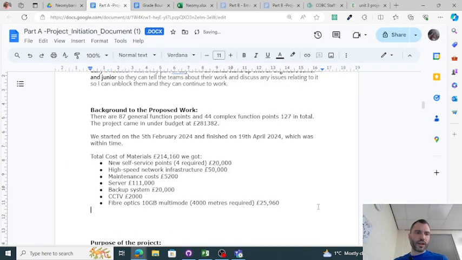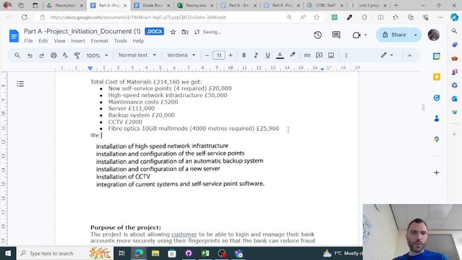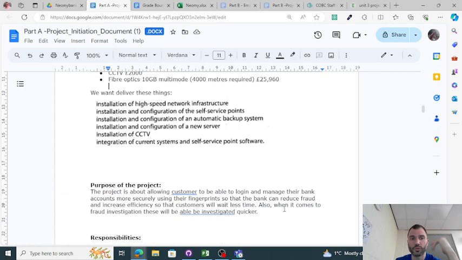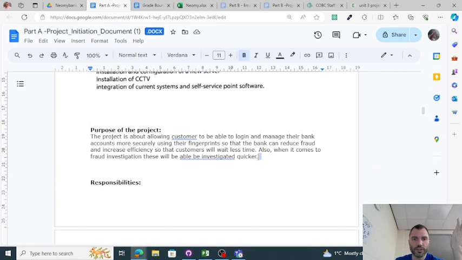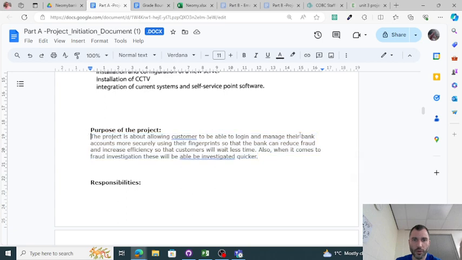There's nothing wrong with saying that as well, but I think, so just say, we want to deliver these things. That's just a background to what we want to do, but you don't want to make it too complicated because the SMART targets are where you want to put a little bit more detail. That's where you want to put dates, costs for individual tasks, right? Purpose of the project, again, easy. I've actually written my own sentence on that from what I read, just about customers being able to log in and manage their bank accounts with fingerprints, the bank reducing fraud and increasing efficiency.